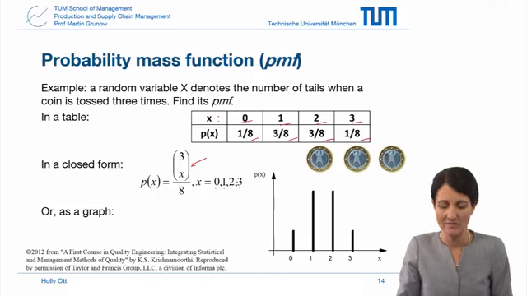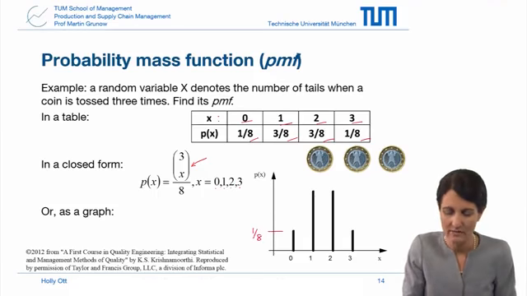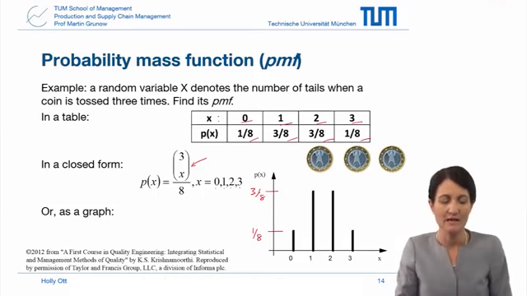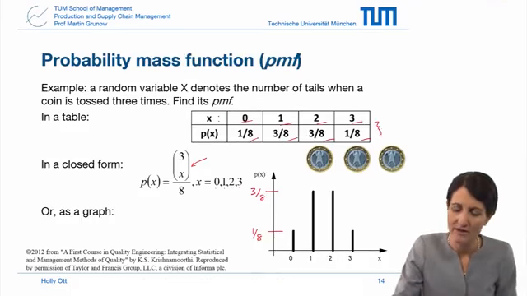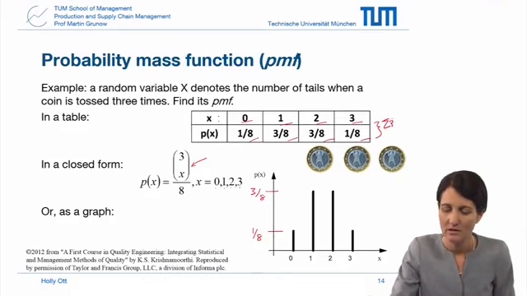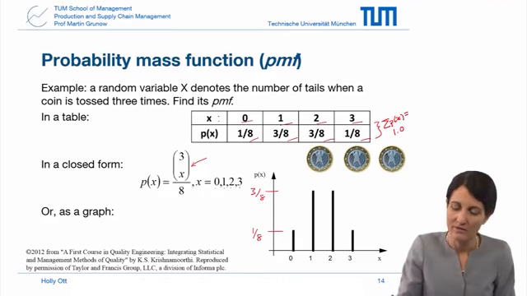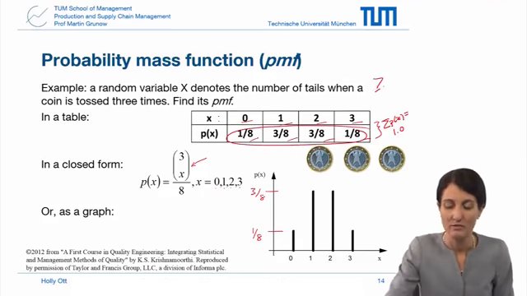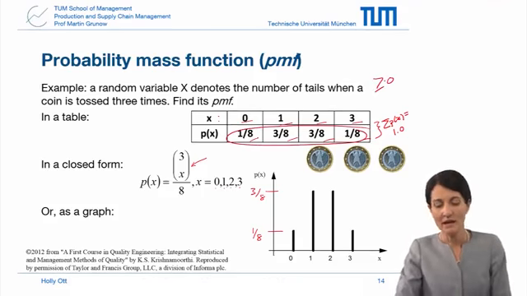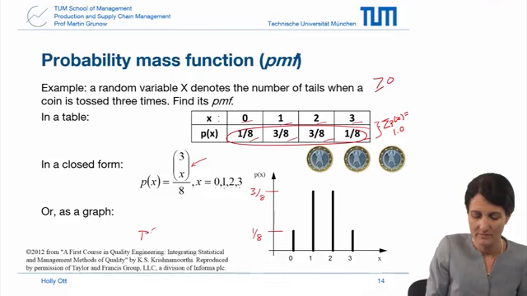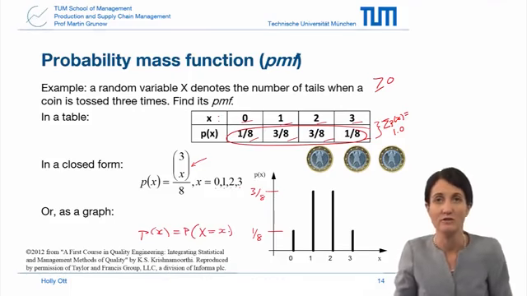Or we can look at this as a graph. So here we have a probability of 1/8, here we have a probability of 3/8. And this is our PMF. What we notice about this is that if we sum all of these values, we will get exactly 1.0. We also notice that all of our values of p of x are greater than or equal to 0. And the p of x is equal to the probability that X has the value of a specific number of tails.